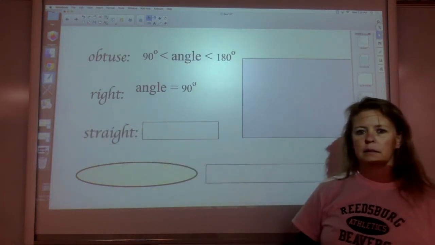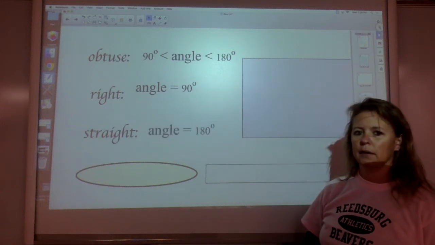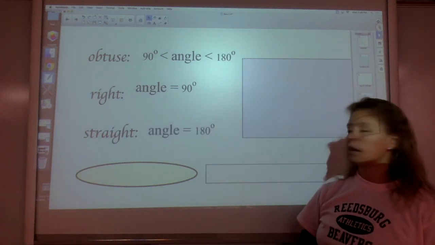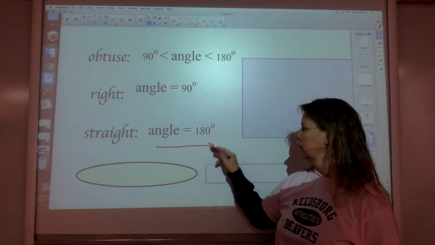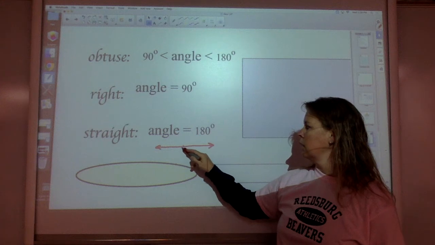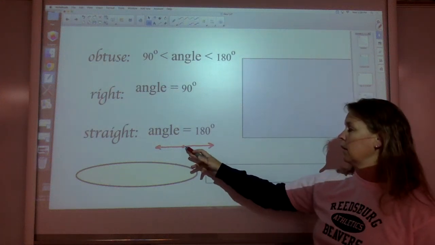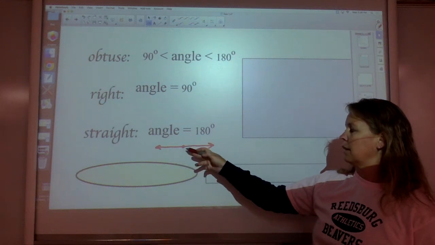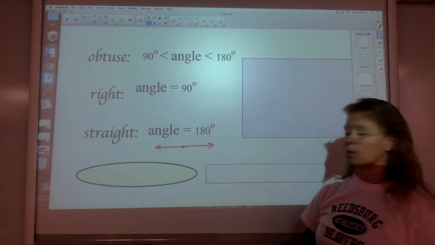Straight angles, perfectly straight across, exactly equal to 180 degrees. Which means a straight angle looks exactly like a line, or it also looks exactly like opposite rays. So now you're going to get really confused. Opposite rays are technically a line, which is technically a straight angle. True, it works for all of them.